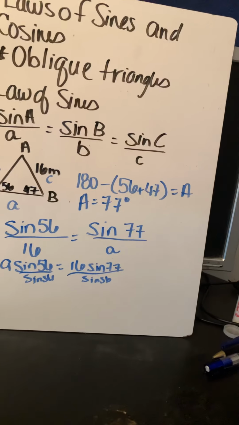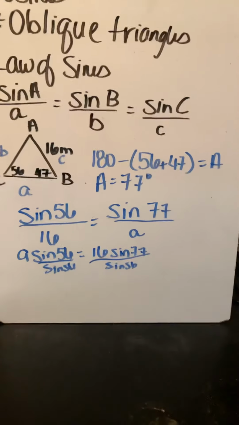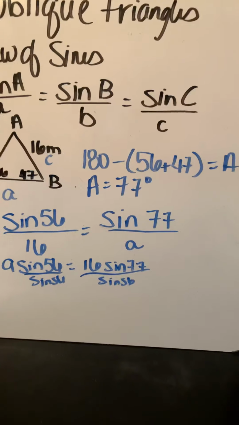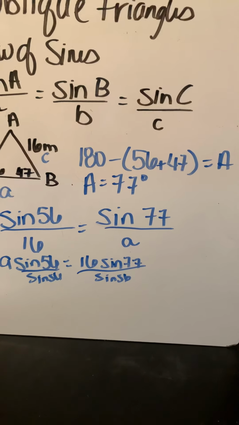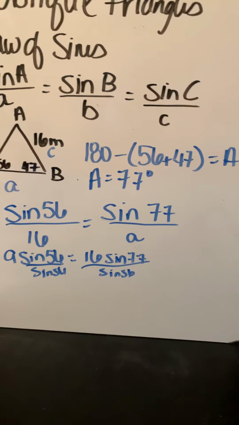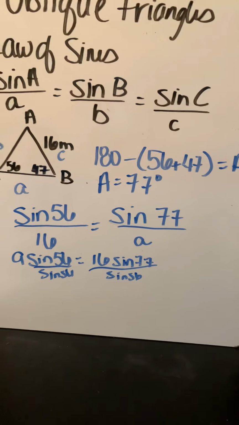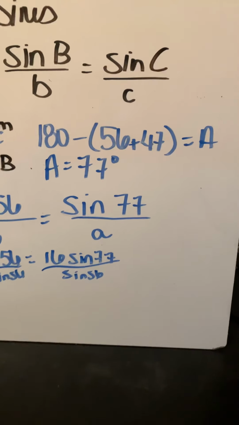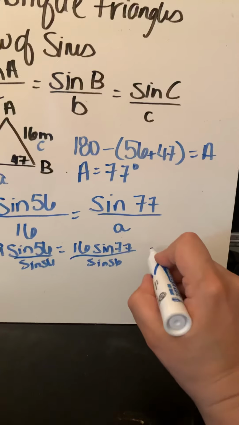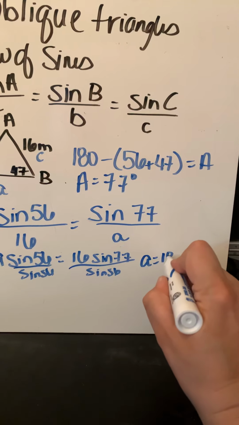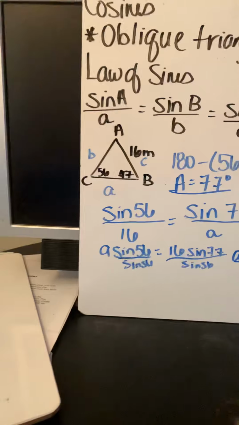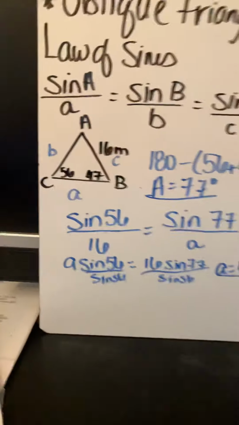Okay, so in your calculator, make sure your calculator is in degree mode. That's the key. So I would type in parentheses, 16 sine 77, parenthesis, divided by sine 56. Close the parentheses. You should end up getting 18.8. So little a is 18.8. So we found big A, we found little a. So now we need to find little b.